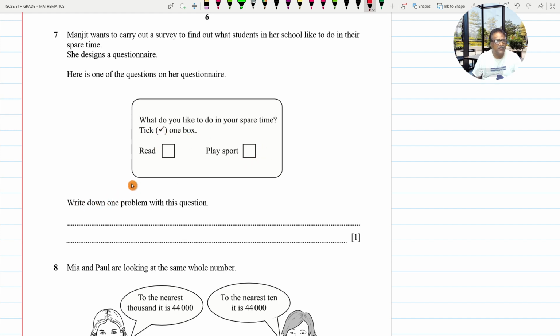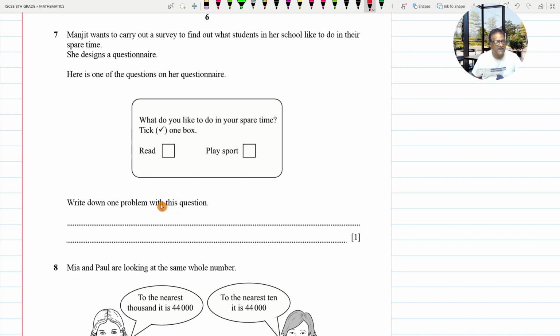Now, what is the question actually? Write down one problem with this question. So, what can be the problem with this questionnaire? The problem is that in the spare time, there may be students in a school who may not be doing both the things. So that is one of the problems, that this particular questionnaire will not be useful for those students.